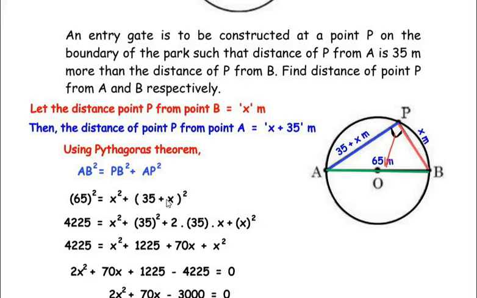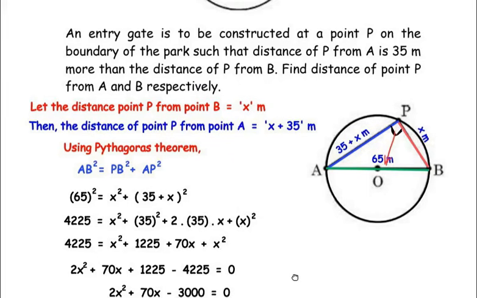Now in the next step we have expanded this equation. That is 65 square we get here is 4225 is equal to x square plus, now to expand this bracket, we have made use of a plus b the whole square formula. Hence, this expands as 35 square plus 2 times 35 times x plus x square. Now further simplifying this equation, we get 4225 is equal to x square plus 35 square gives us 1225 plus 2 times 35 is 70. And 70 times x gives us 70x plus x square.